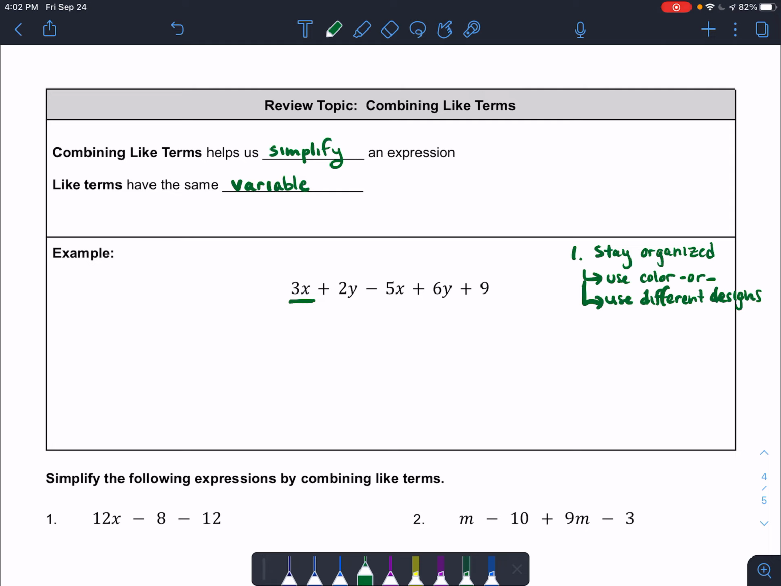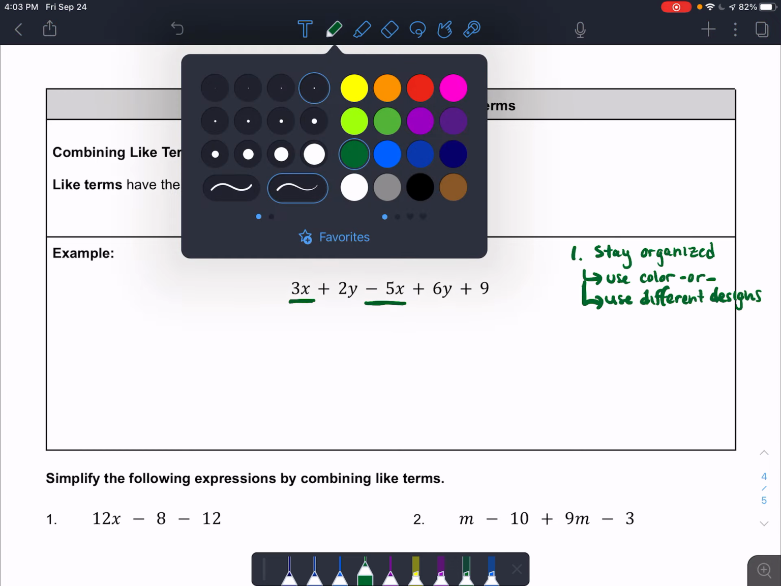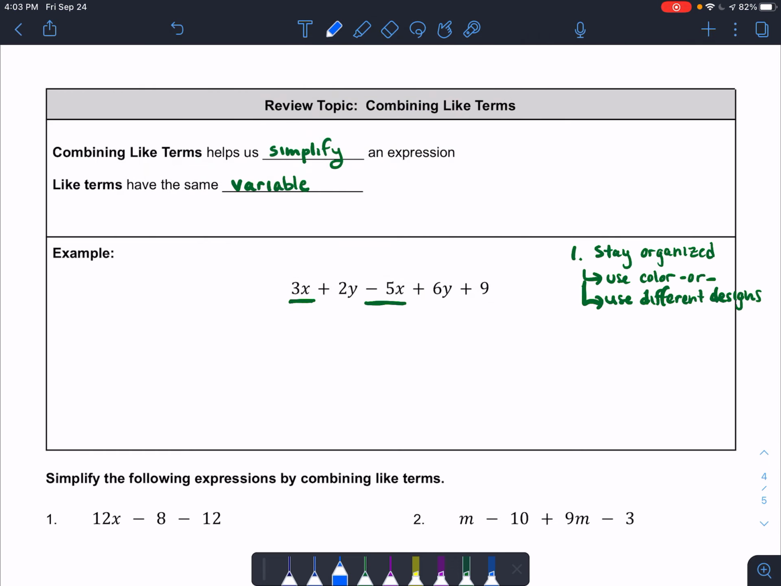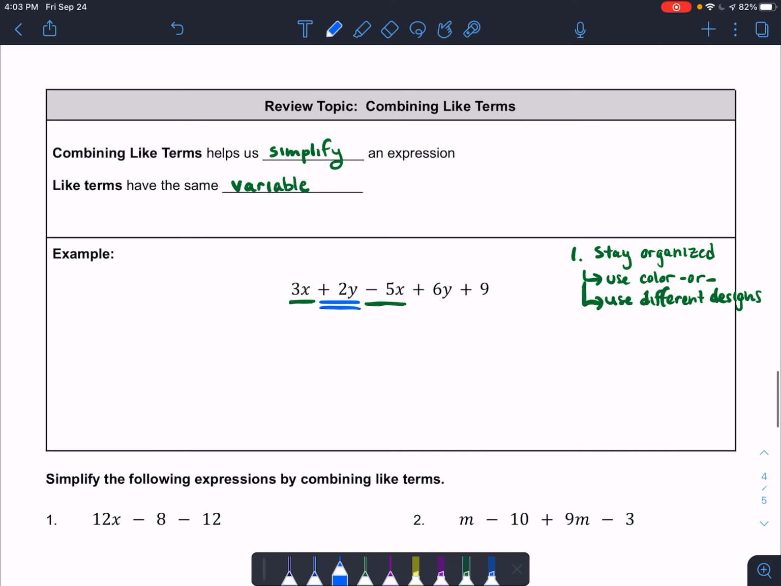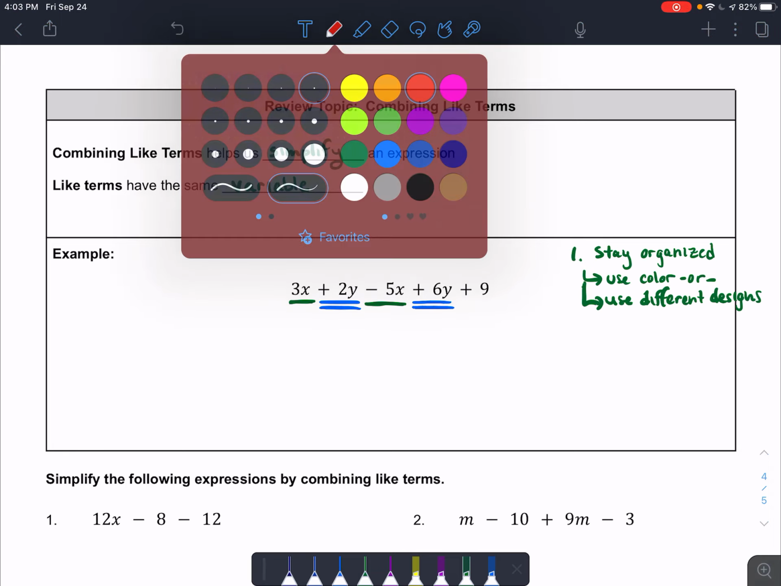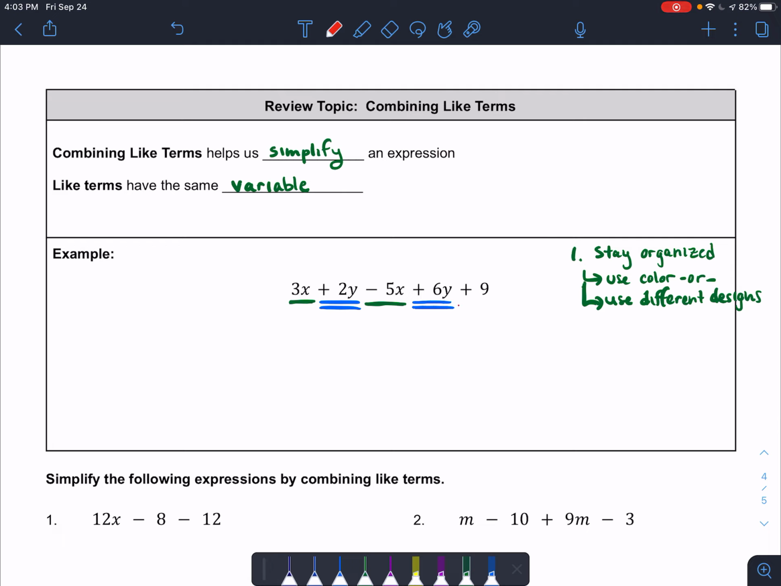So I continue on. I'm looking at this plus 2y, no. Ooh, minus 5x, that has an x in it, so I'm going to underline that. And I continue, plus 6y, no, plus 9, there's no variable there. So I'm good with my x variables. Now I'm going to switch colors, and I'm going to change designs. I'm going to look at my next term, which is a positive 2y. Well, that's cool. But as I move on to the next, I see another plus 6y. That's another y. And plus 9, no, that's its own thing. So I would switch to one more color and one more design.